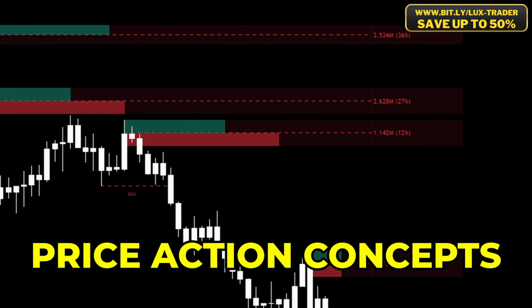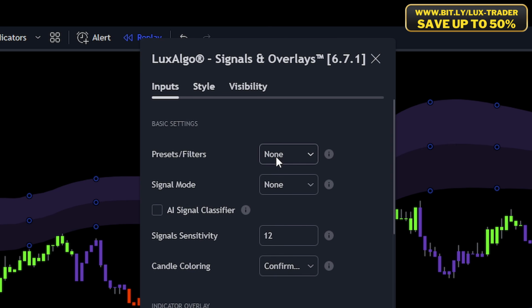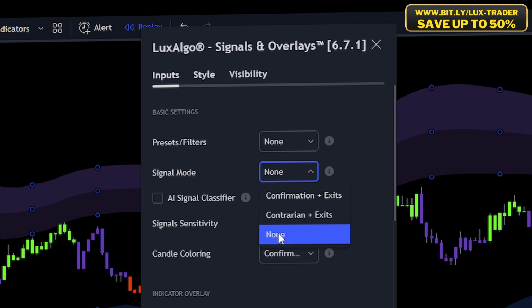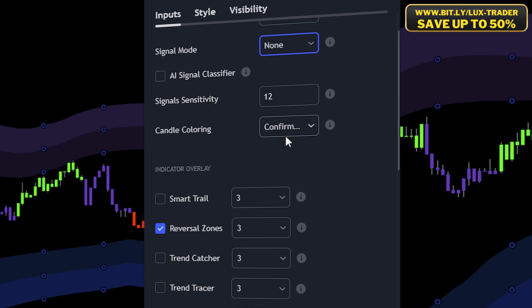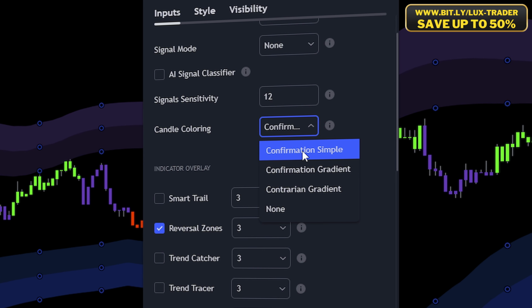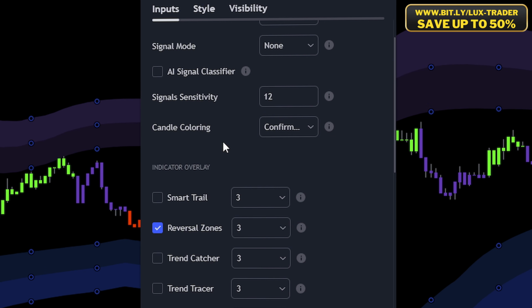Now, before I show you the specific strategy for today's video, let's first customize our indicator. First, for the presets and filters, we want to use none. For the signal mode, you want to use none as well. You can leave the signal sensitivity by default and either use the candle coloring set to confirmation and exits or none. It doesn't matter for today's strategy.